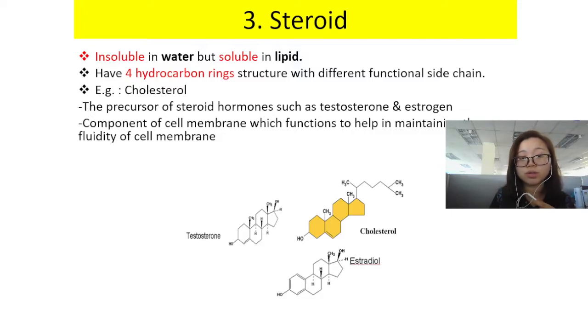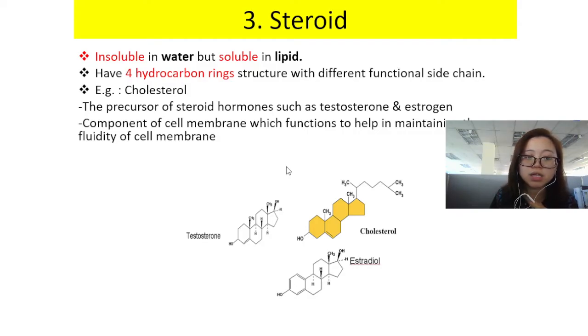We're going on into the third type of lipid, which is steroids. So steroids are smaller than the other ones. They are insoluble in water, but they are soluble in lipid. Kalau kita masukkan steroid dalam minyak, dia akan terlarut. They will have 4 hydrocarbon ring structure with different functional side chain. So you see here 1, 2, 3, 4, 1, 2, 3, 4, 1, 2, 3, 4. An example of steroid is cholesterol.